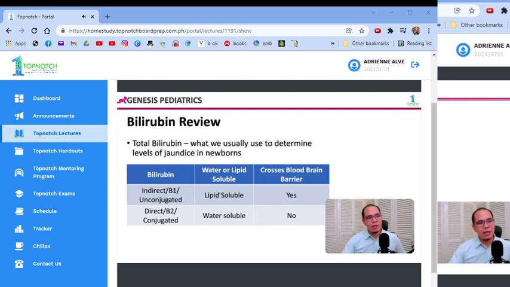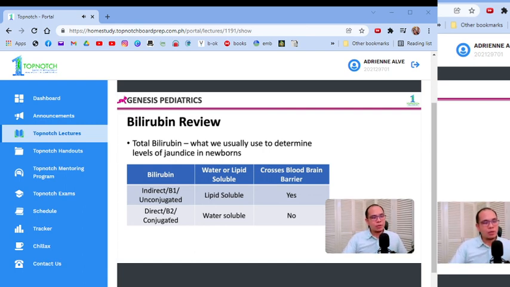Again, indirect is lipid soluble. Because it's lipid soluble, it crosses your blood-brain barrier. That's why it's more dangerous, because it might reach the brain. It might cause the complication of hyperbilirubinemia in newborns, which is kernicterus pathologically, or clinically you call it bilirubin encephalopathy. Kernicterus is the deposition of your bilirubin in the basal ganglia. So that's kernicterus.